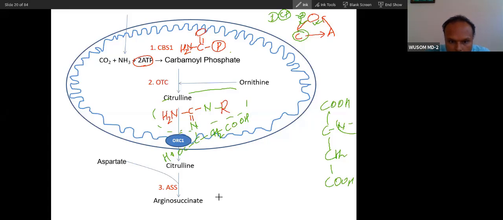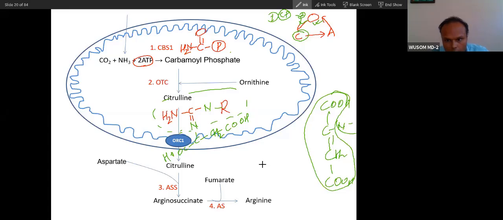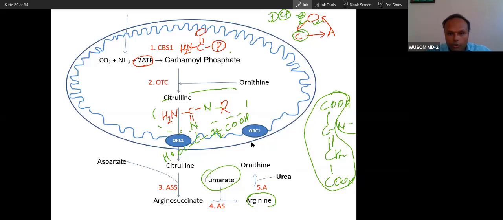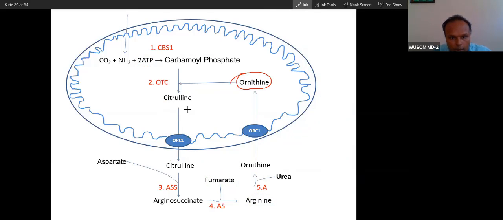Now this arginosuccinate will actually be lysed. A 4 carbon compound, but with a double bond, is removed. This is called fumarate. So fumarate will be released and arginosuccinate will form arginine. Can you see, from ornithine, citrulline to arginine? Again, arginine will form ornithine, and ornithine will enter the mitochondria. So can you see OCA, both C and then A.